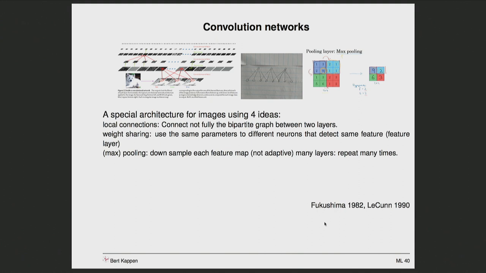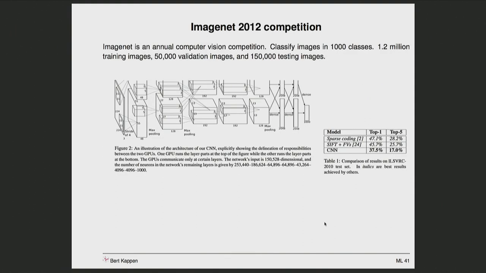These are papers from the 80s and 90s that already have these ideas in there. So then, of course, there was the world-famous ImageNet competition in 2012. This is a computer vision competition where they have a data set with a benchmark of 1,000 classes, 1.2 million training samples, 50,000 validation images, and 150,000 test images. And this was sort of the state of the art.